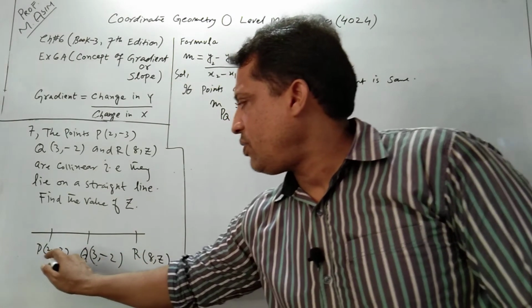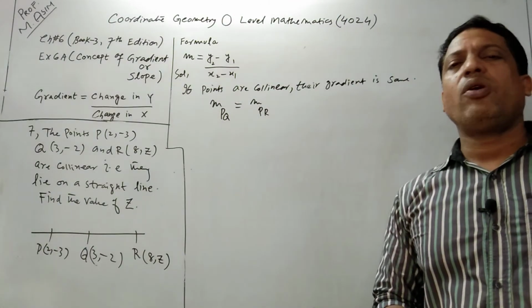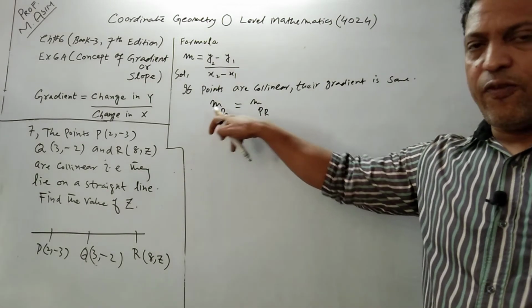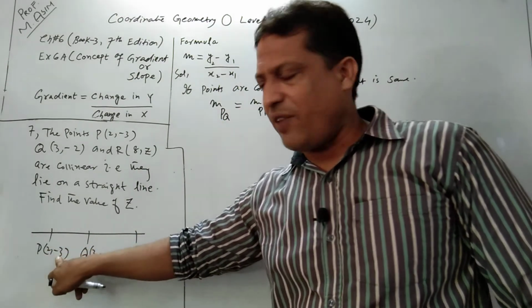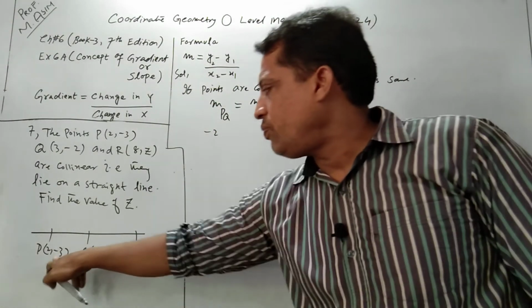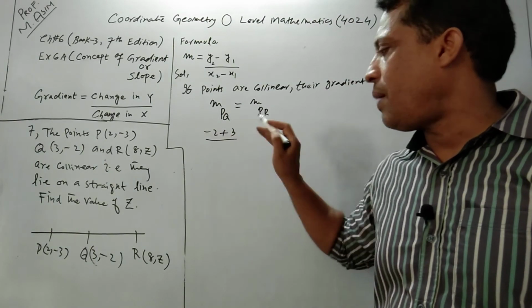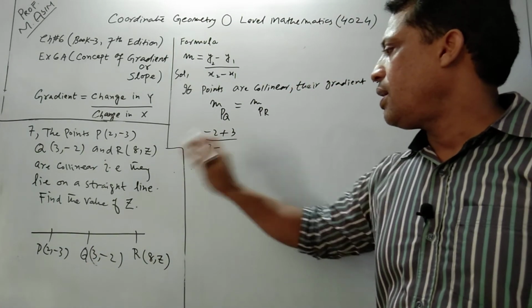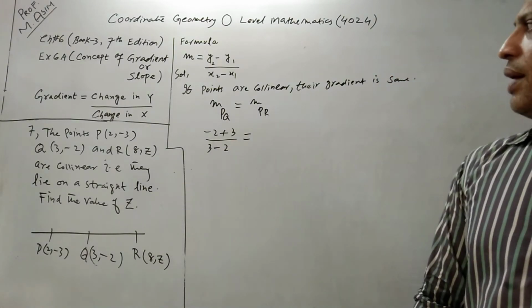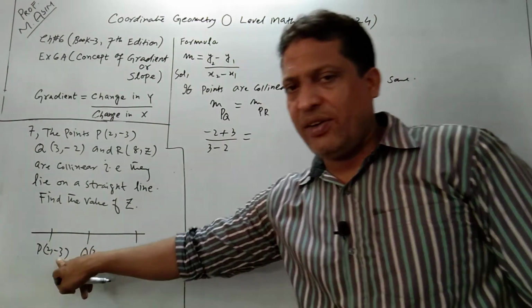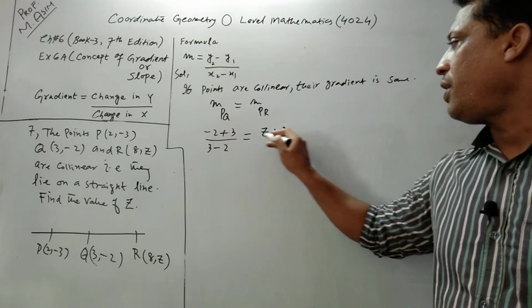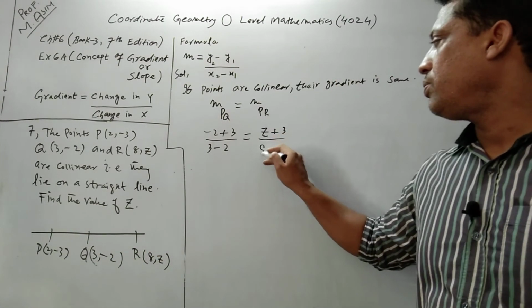This is x1, y1. Now this time I am not writing x1, y1, x2, y2. I hope you understand. For the gradient of PQ, this is your x1, this is your y1, this is your x2, this is your y2. So the gradient is (y2 minus y1) upon (x2 minus x1), which equals, for PR, with this being your x1, y1 and this your x2, y2, (z minus (-3)) upon (8 minus 2), so z plus 3 upon 8 minus 2.